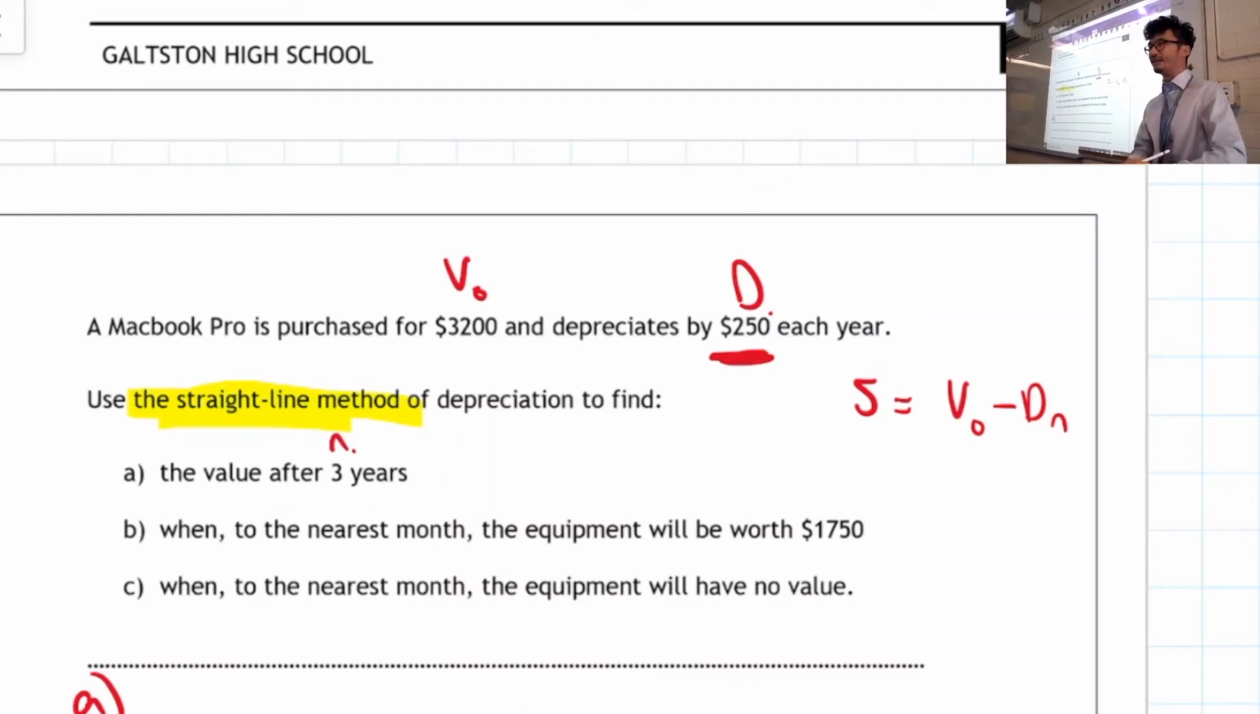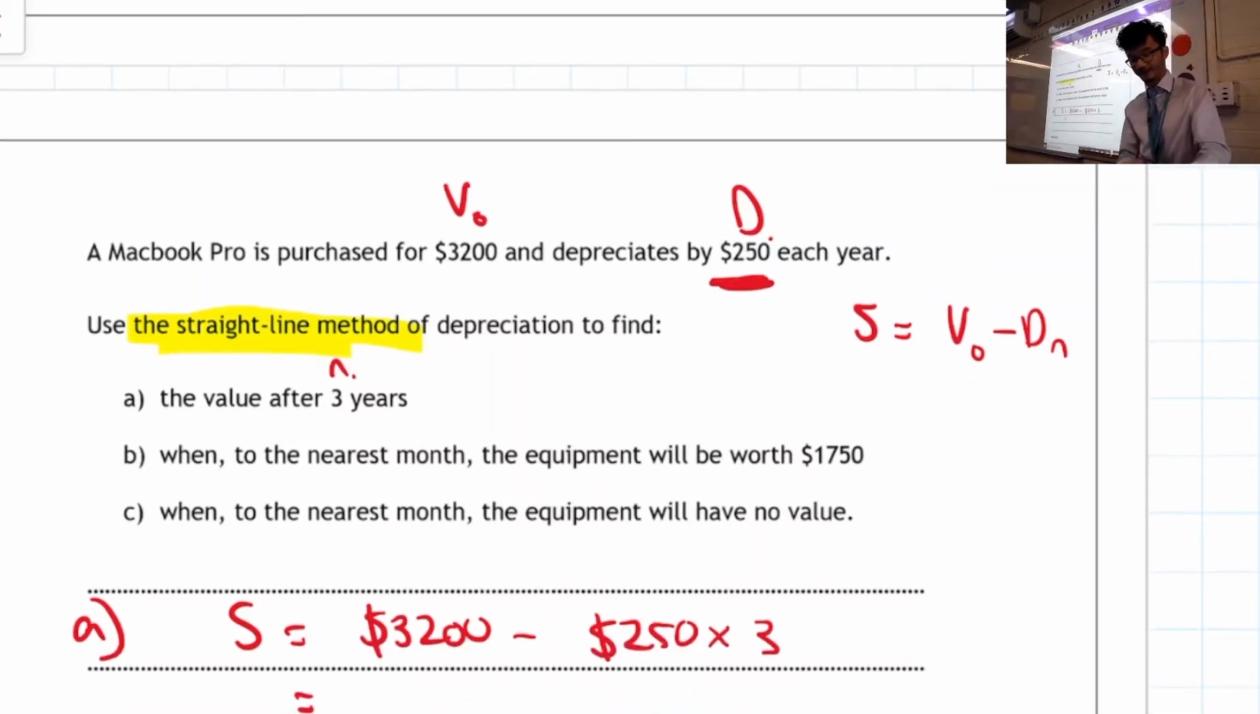So you can think, hang on, you don't really need a formula for this. You could approach it in a logical way. So you don't have to use this formula, but we can plug it in as well. So for example, the salvage value, what it would be worth right now, is $3,200 take away 250, multiplied by the number of years, so that's 3. You can go ahead and calculate that for me.